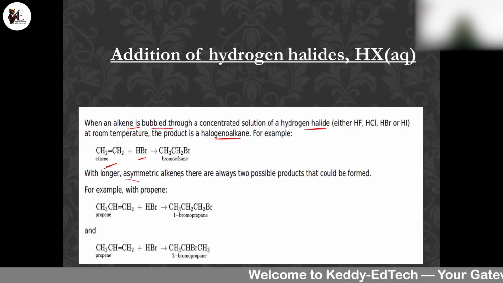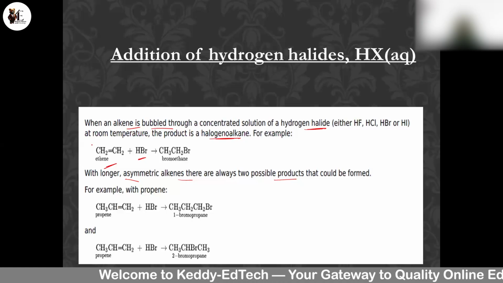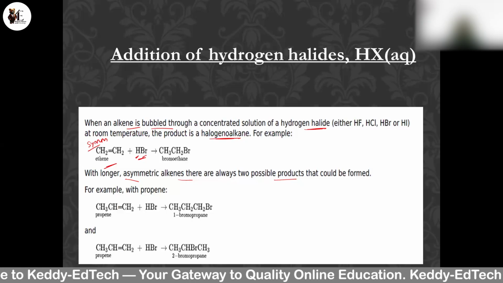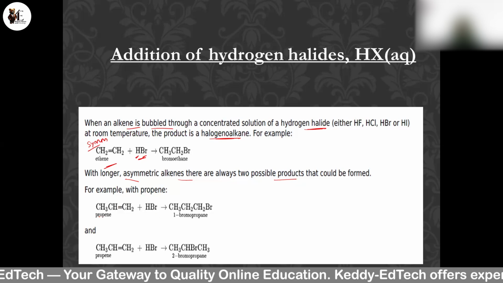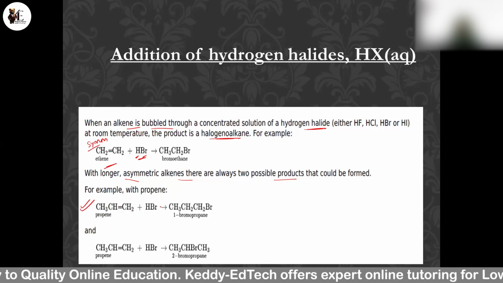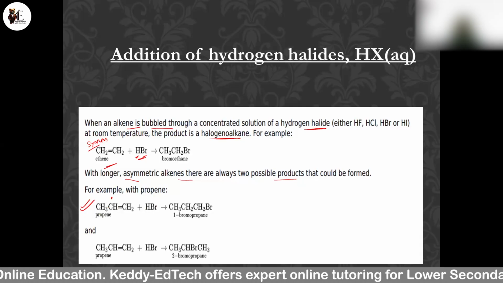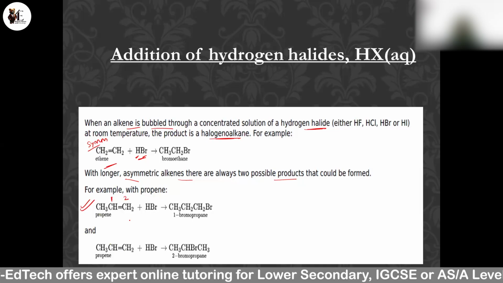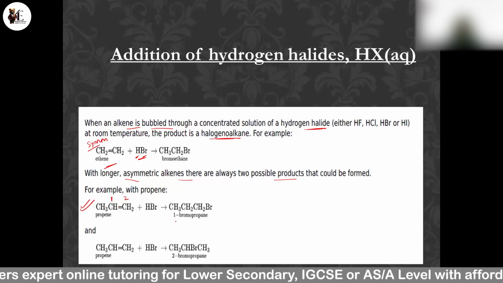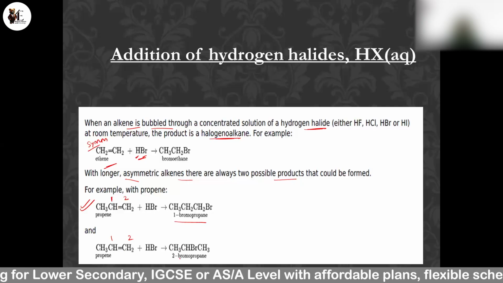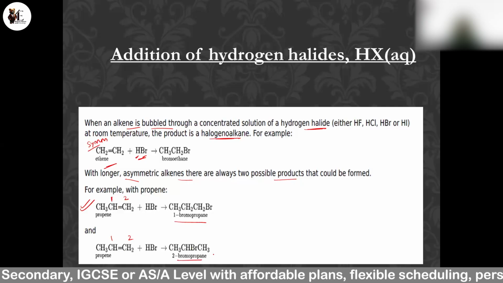With longer asymmetric alkenes, there are always two possible products that could be formed. This is symmetrical, right? So at any carbon you can add H, at any carbon you can add Br, because this is symmetrical. But look at this example with propene. This is not symmetrical. So at which carbon should you add bromine? Carbon number 1 or carbon number 2? If I add bromine on the second carbon, I get 1-bromopropane. If I add bromine to the first carbon atom, then I get 2-bromopropane. So these two are different products.